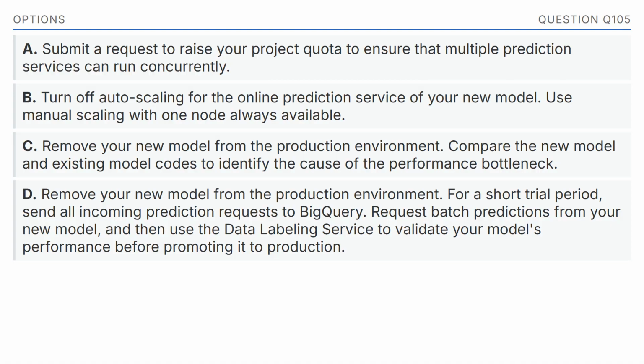Option D, remove your new model from the production environment. For a short trial period, send all incoming prediction requests to BigQuery. Request batch predictions from your new model, and then use the data labeling service to validate your model's performance before promoting it to production.